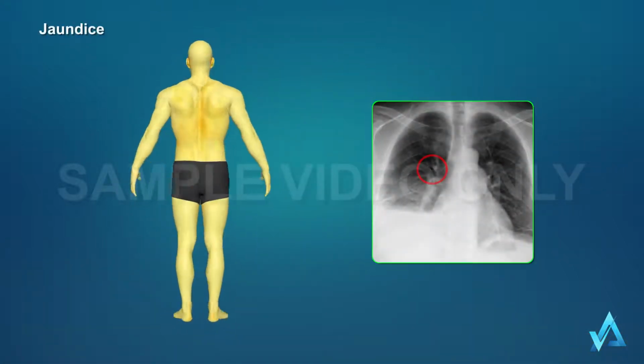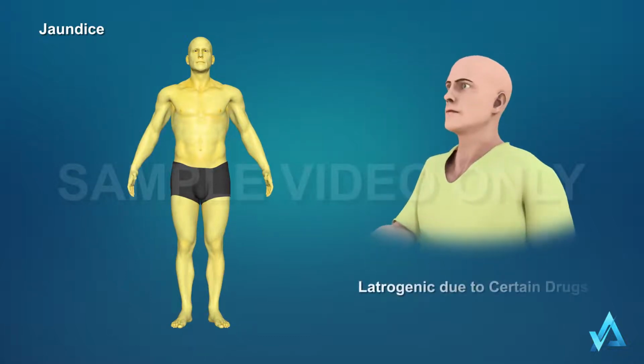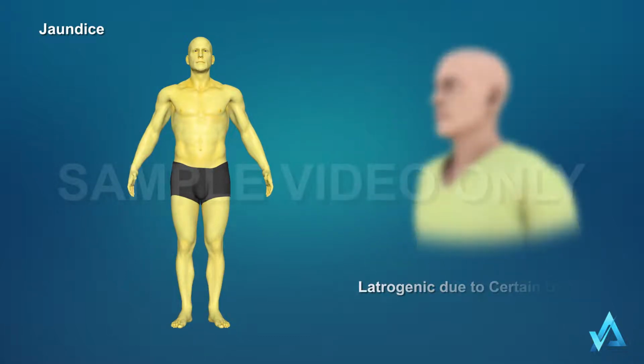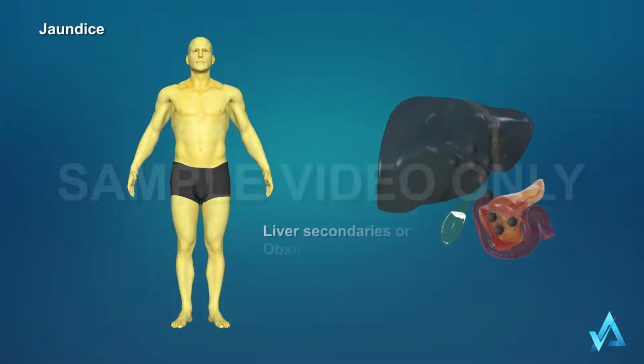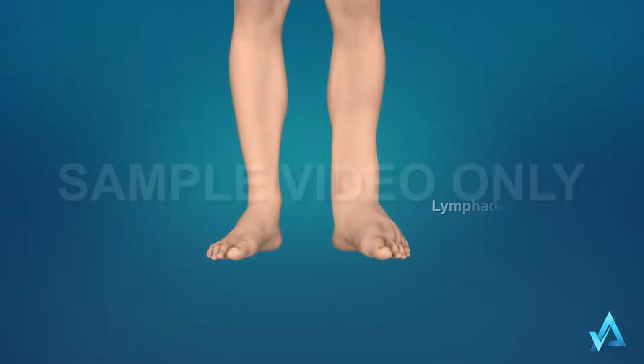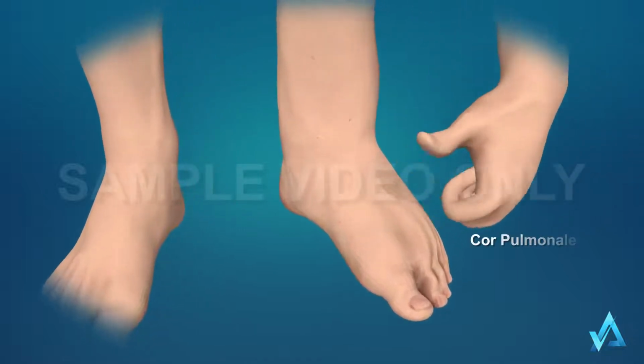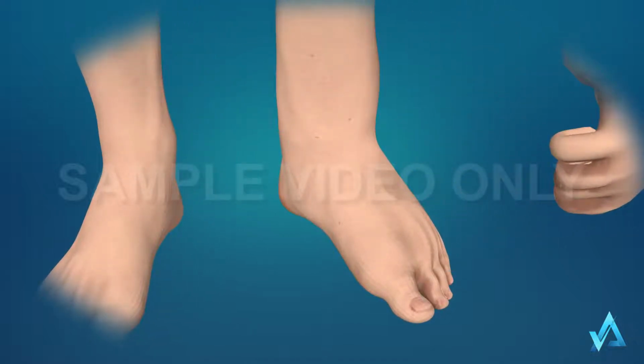Jaundice may be seen with pulmonary infarction, iatrogenic due to certain drugs, liver secondaries or obstructive jaundice, pneumococcal pneumonia. Clubbing, lymphadenopathy, pedal edema, which may be seen in cor pulmonale, hypoproteinemia due to protein loss in sputum.